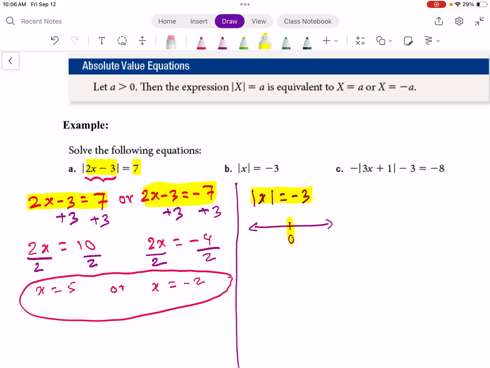It means this equation does not have a solution. We cannot find any number whose distance from 0 on a number line is negative 3, because distance has to be positive. If we go back to the definition, here we have absolute value of x equals a, and this a has to be greater than 0. a has to be positive. Since the distance is negative, which is not possible, and distance is always positive, this equation has no solution.